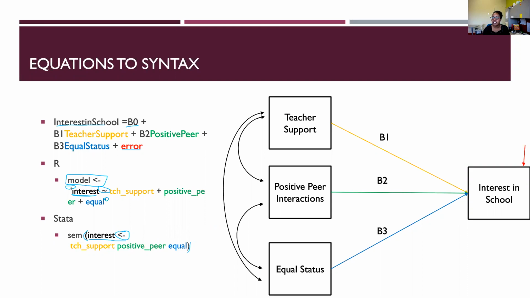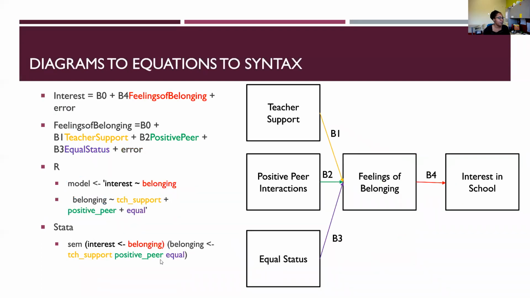All right, so to show you how this can get a little more complicated when your models are more complicated, here's a mediation model with some of these same variables. So here you can see we have teacher support, positive, peer, and equal status predicting feelings of belonging, and then feelings of belonging predicting interest. So our equation for interest now, this is just two regression equations, right? Our equation for interest is literally interest, an intercept, a slope for feelings of belonging, and an error term. Our equation for feelings of belonging is going to look like our equation for interest before, where feelings of belonging has an intercept, being predicted by teacher support, positive, peer, and equal status, and an error term.